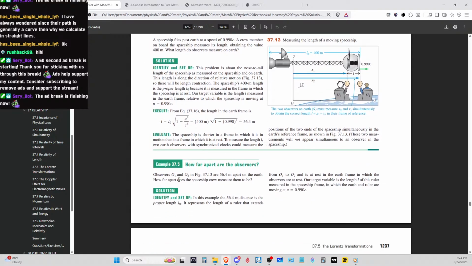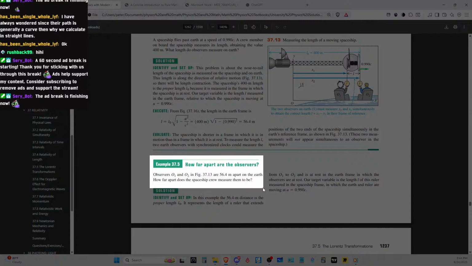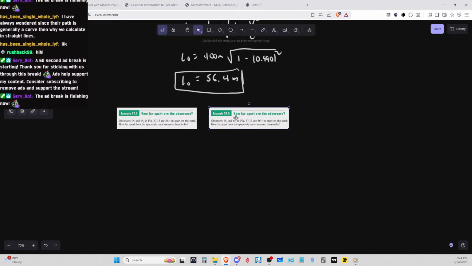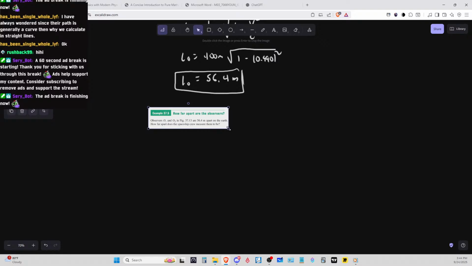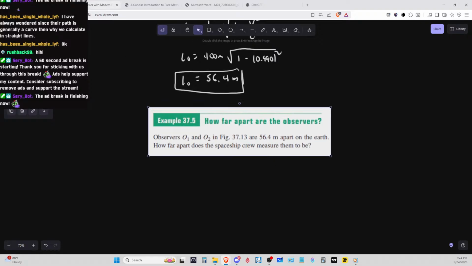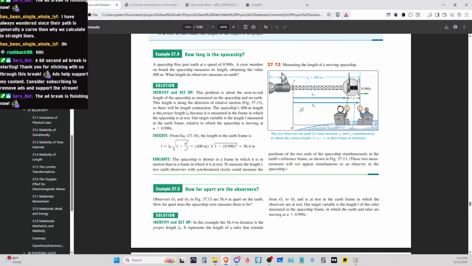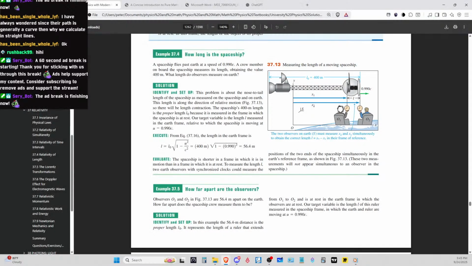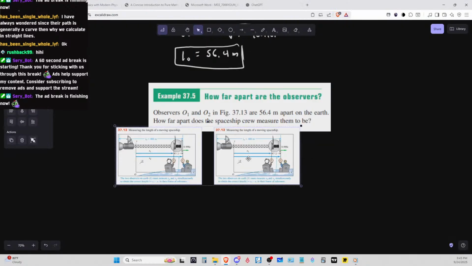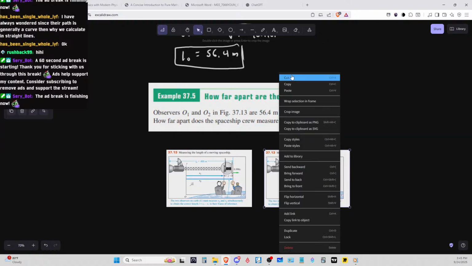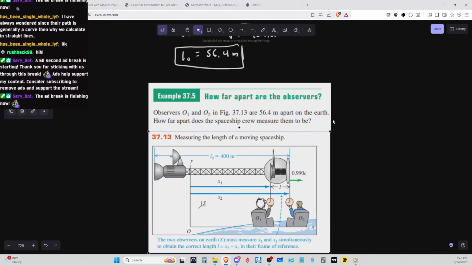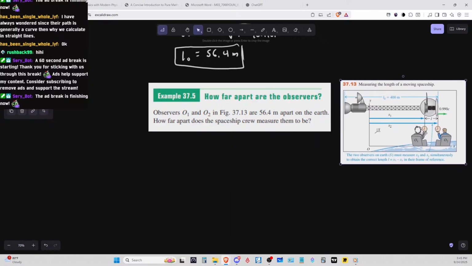Okay, so we have another one. Oh, we have a figure. I mean, it doesn't have to be that big. Probably could make it like this.